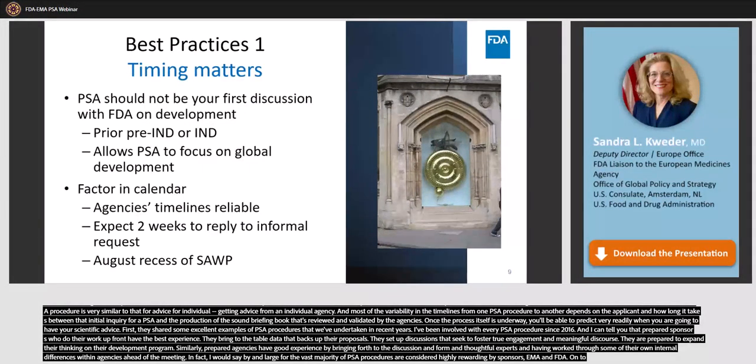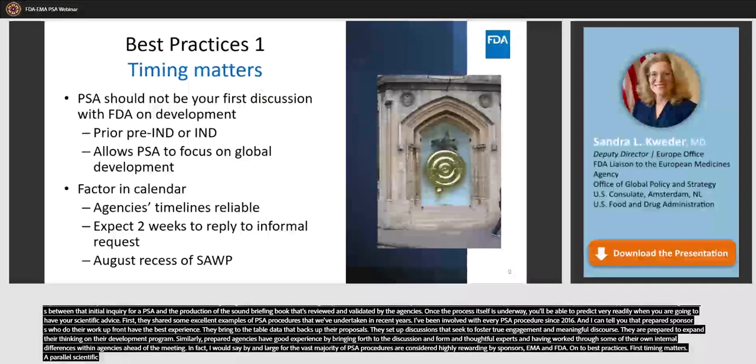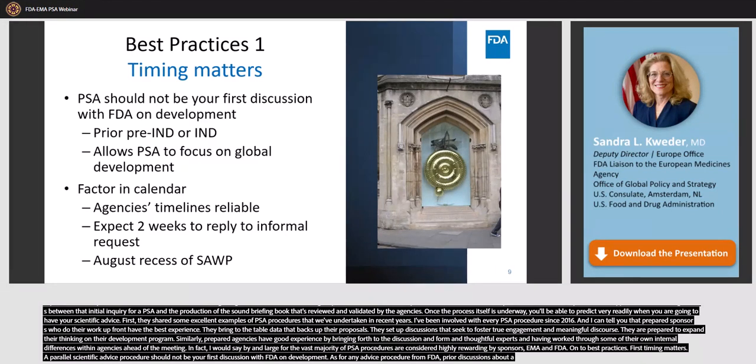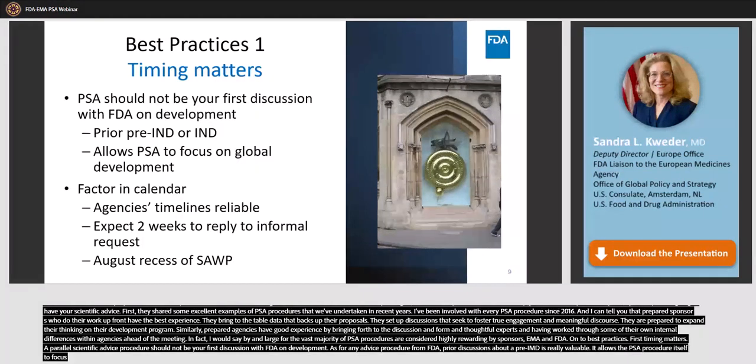First, timing matters. A parallel scientific advice procedure should not be your first discussion with FDA on development. As for any advice procedure from FDA, prior discussions about a pre-IND or having submitted an IND is really valuable because it allows the PSA procedure itself to focus on global development instead of the FDA becoming familiar with some of the preclinical work that's going into your product development.